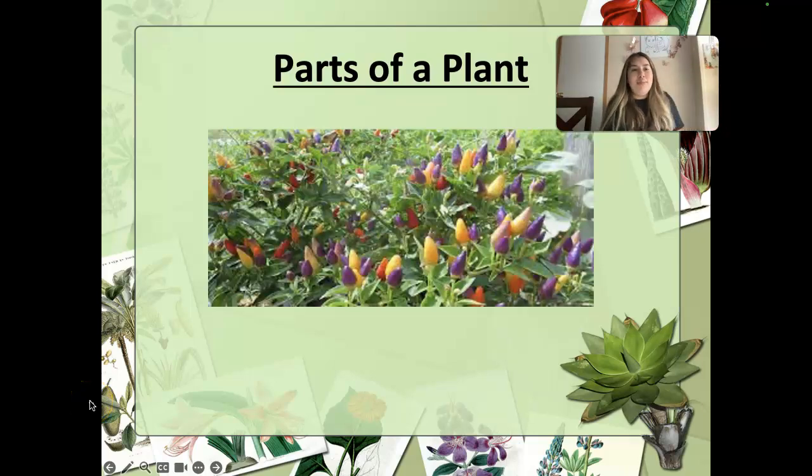Hello, my name is Arely Moran Trejo, and today I will be going over the 2.13a TEK, which says the student is expected to identify the roots, stem, leaves, flowers, fruits, and seeds of a plant and compare how those structures help different plants meet their basic needs for survival. So today we'll be going over the parts of plants and their functions and why they are important.